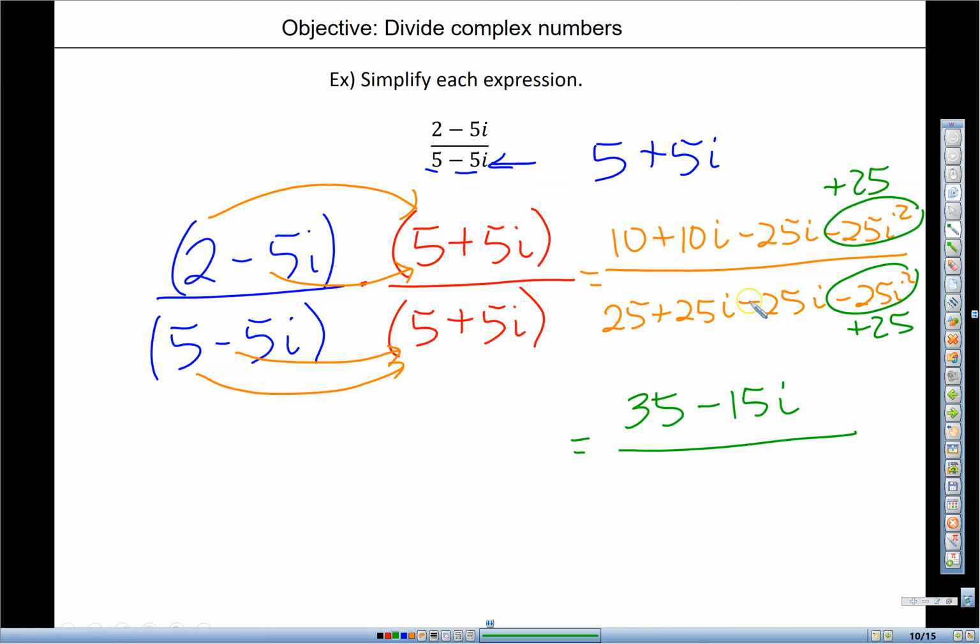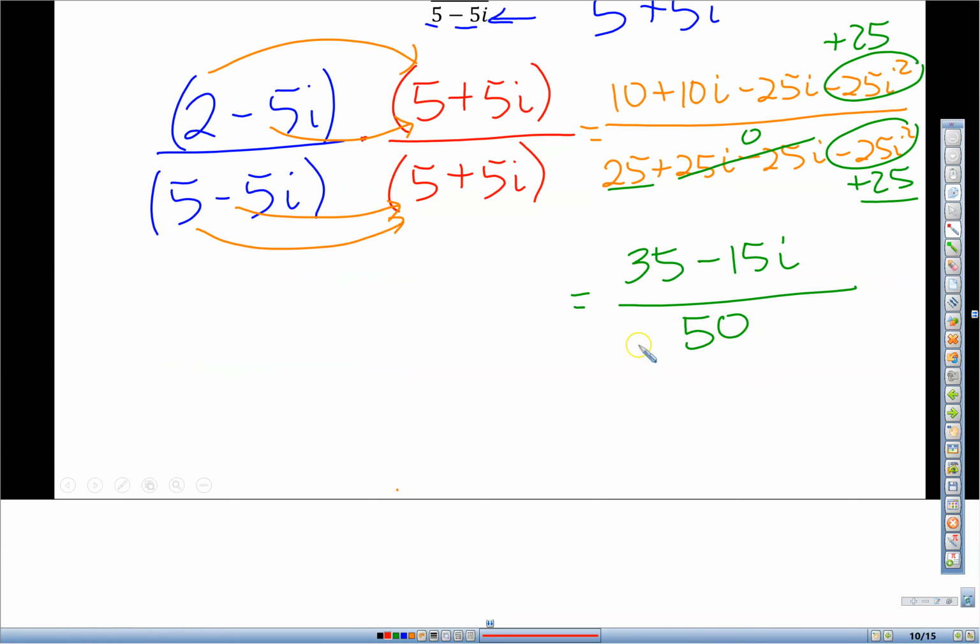And the positive 25i and the negative 25i will add up to 0. So I have 25 plus 25, which is a rational number of 50 in my denominator. Then remember, we want that a plus bi form. So now we're going to use the fact that 50 is the common denominator of both 35 and the negative 15i. And I would write this as minus the 15 over 50 times the i.